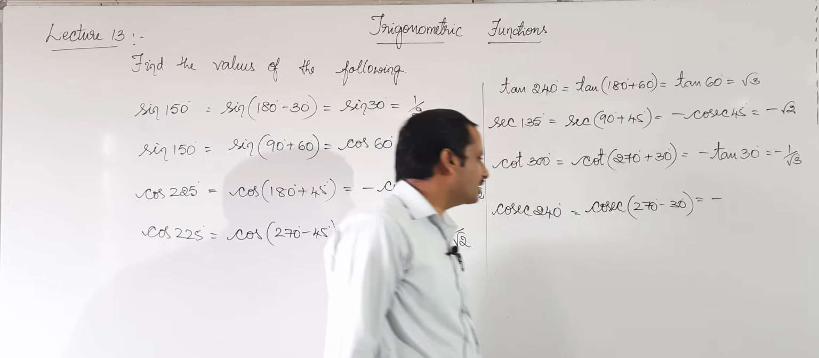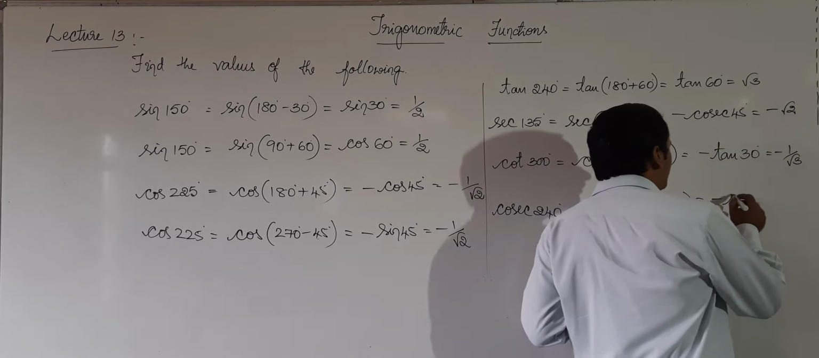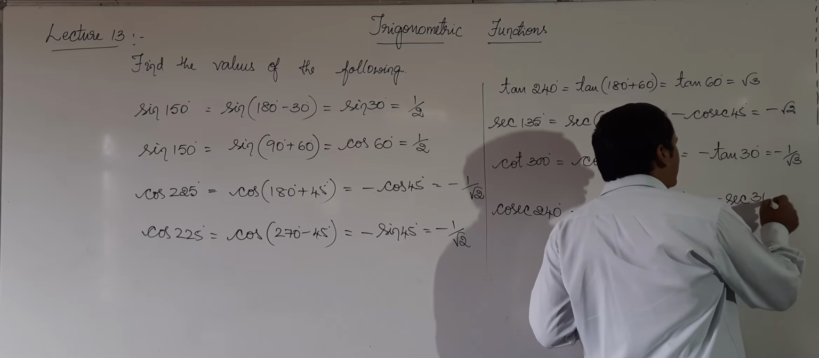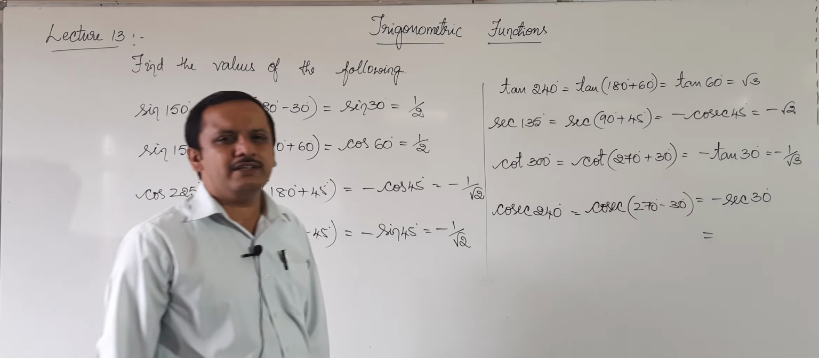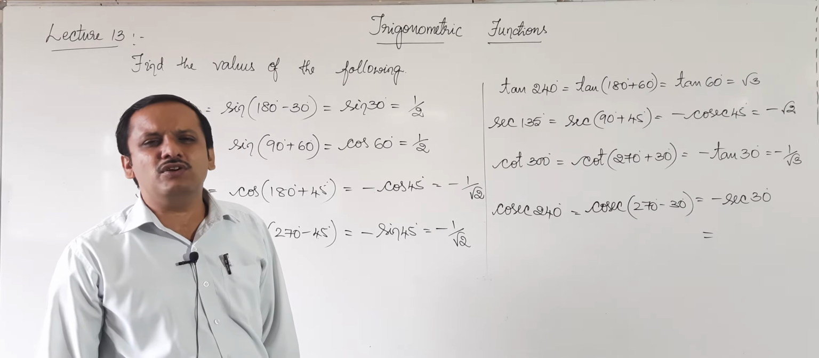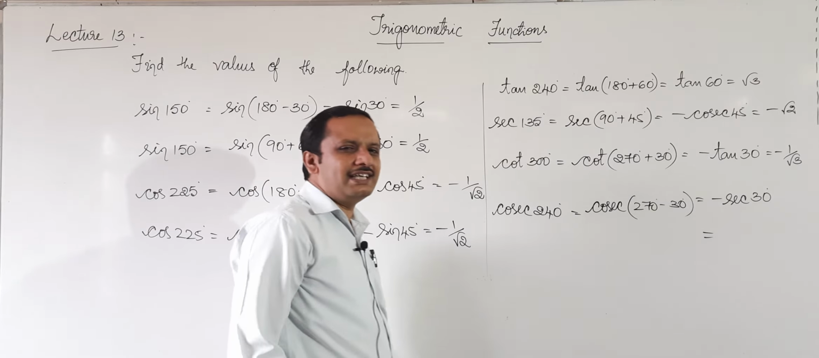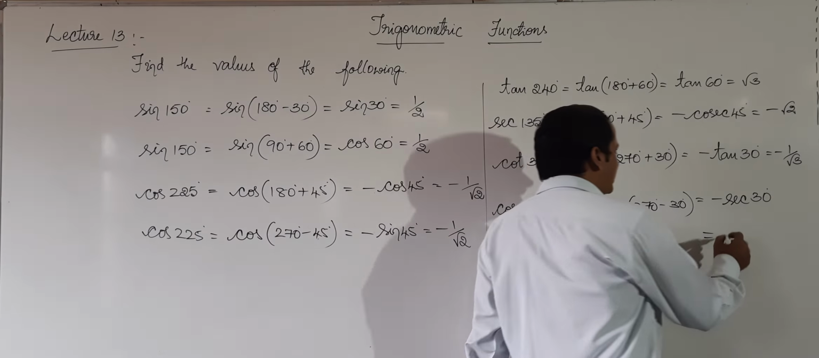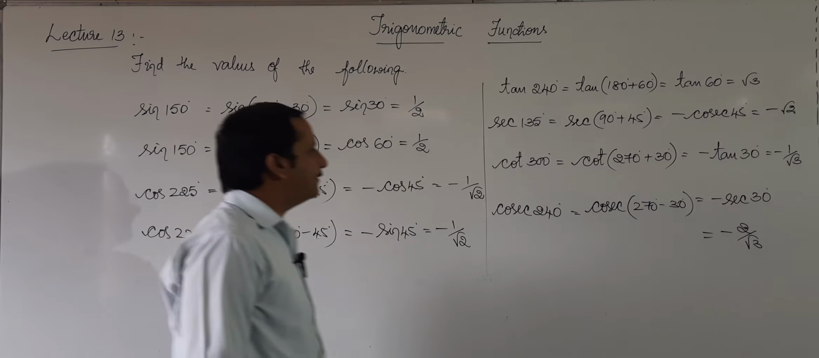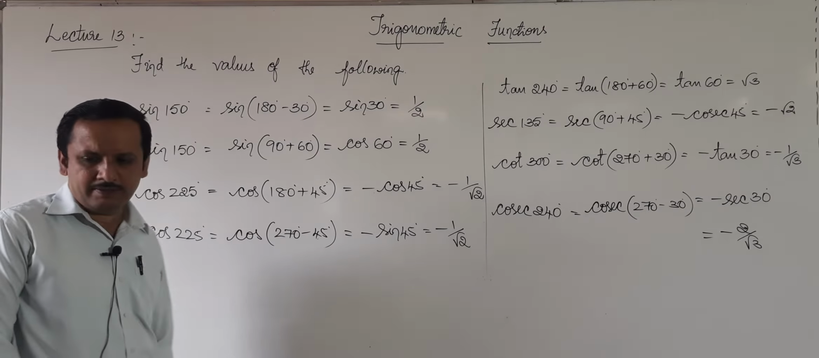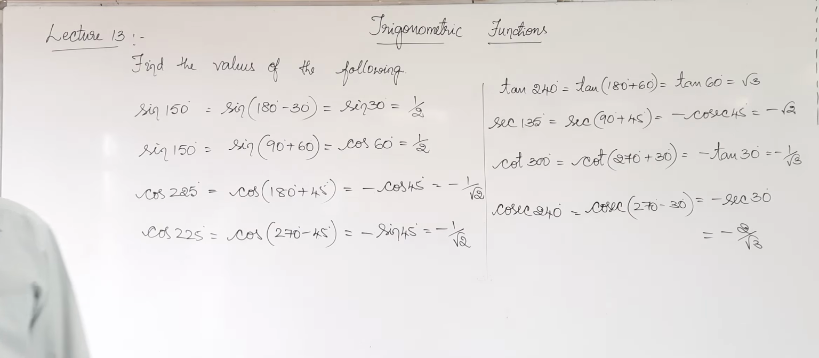Now, 270 minus theta, we are using the vertical line. So, you write its cofunction. For cosecant, the cofunction is secant. So, we get minus secant 30 degree. What is the value of secant 30? You think of cos 30. Cos 30 is equal to root 3 by 2. Therefore, secant 30 is its reciprocal 2 by root 3. Hence, the answer is minus 2 by root 3. Okay. Next.